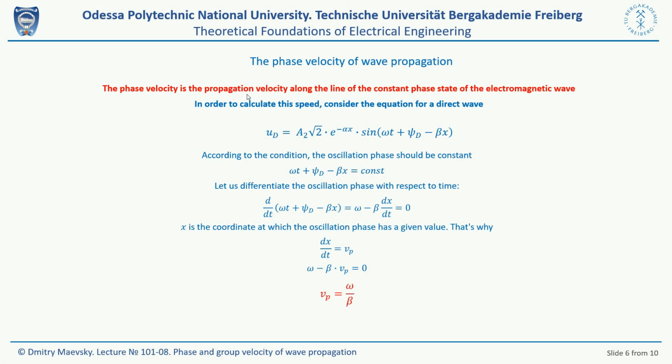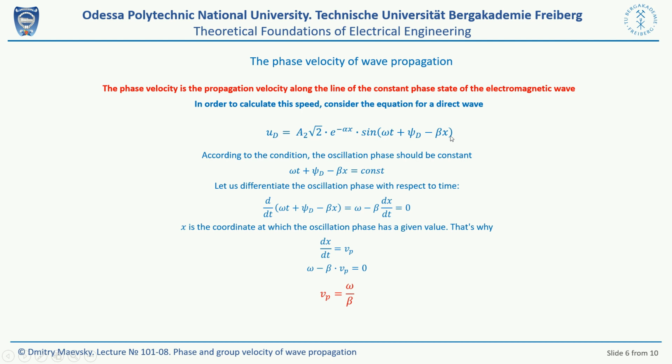The base of the calculation will be to define the phase velocity as the propagation velocity of the phase of the oscillation with some constant value. Let us recall, for example, the equation for a direct wave in a line. It is known from the previous lecture that the direct wave is described by the following equation.